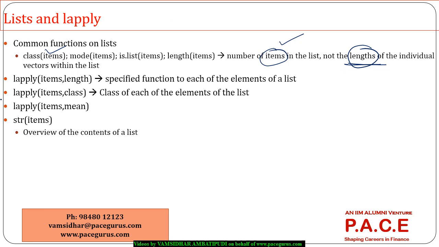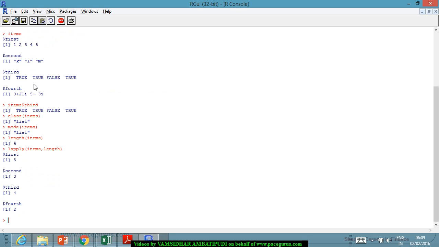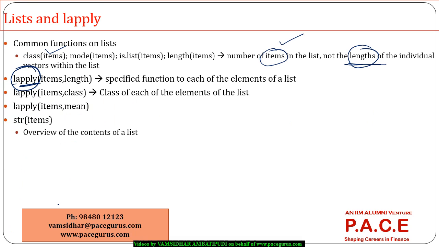Now, if I really want the length of the individual elements, this is where we'll use lapply. Lapply is applied to each and every item of the list. Each and every element of the list, you apply a function. If I want it for individual elements, I'll use lapply. Lapply all the elements of the items. What is it that I want to find? I want to find the length. So it says the first one has a length 5, the second has a length 3, the third has 4, and the fourth has 2.